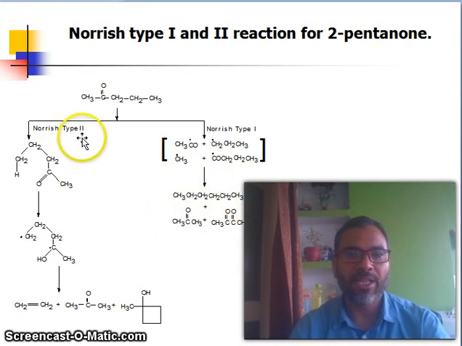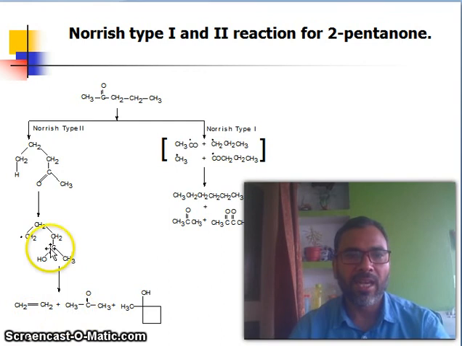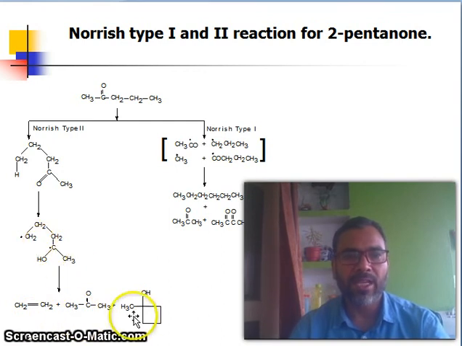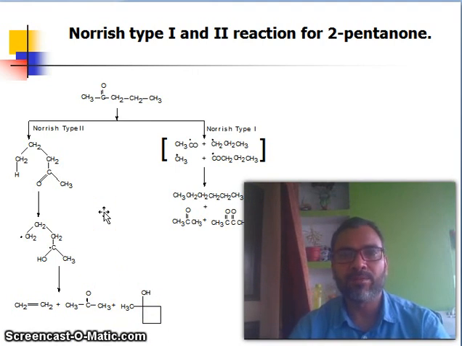But in Norrish type 2, gamma hydrogen is important. This hydrogen, this formation of diradicals, and then there is ethene and then acetone, and if it is cyclized, then cyclized products. So friends, have you seen the difference between Norrish type 1 and Norrish type 2 reactions? So remember it, gamma hydrogen is necessary to be present in the keto compound for Norrish type 2 reaction, and alpha hydrogen is needed for Norrish type 1 reactions.